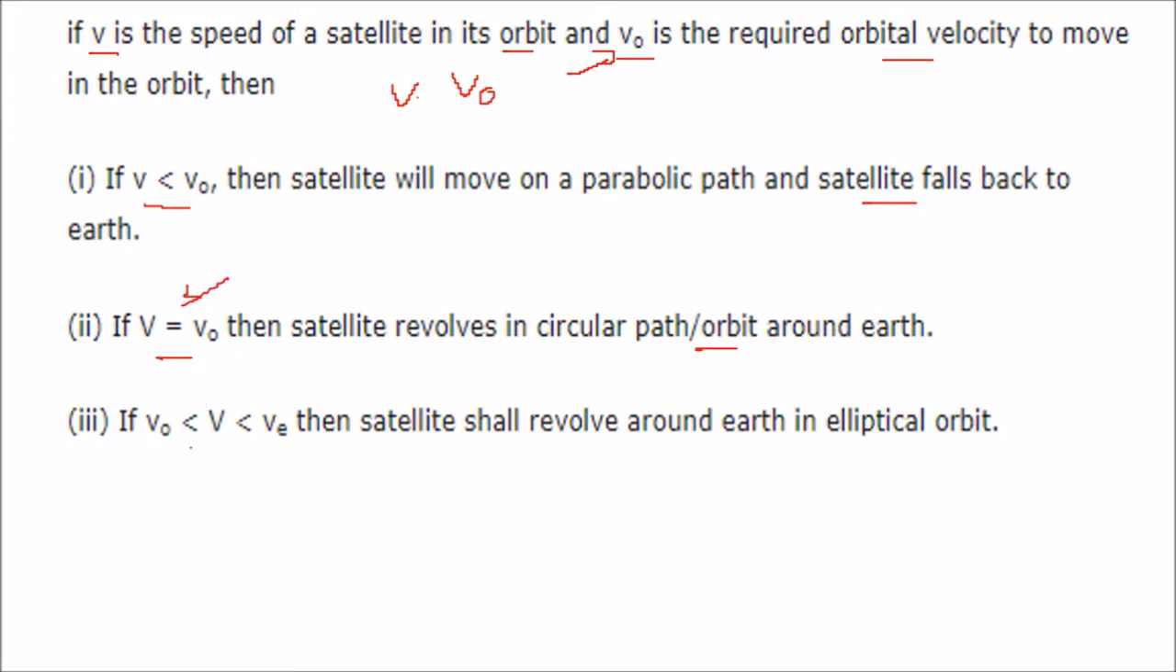But if v is between VO, that is the orbital velocity, and one more velocity, that is the escape velocity, the satellite shall revolve around the Earth in an elliptical orbit. So it depends on both the velocities whether it is going to take the circular path or the elliptical path.